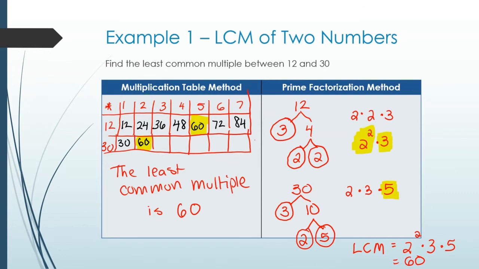So one method is by making a multiplication table. The other one is by doing prime factorization and then creating your least common multiple based off of the numbers that exist in your prime factorization.